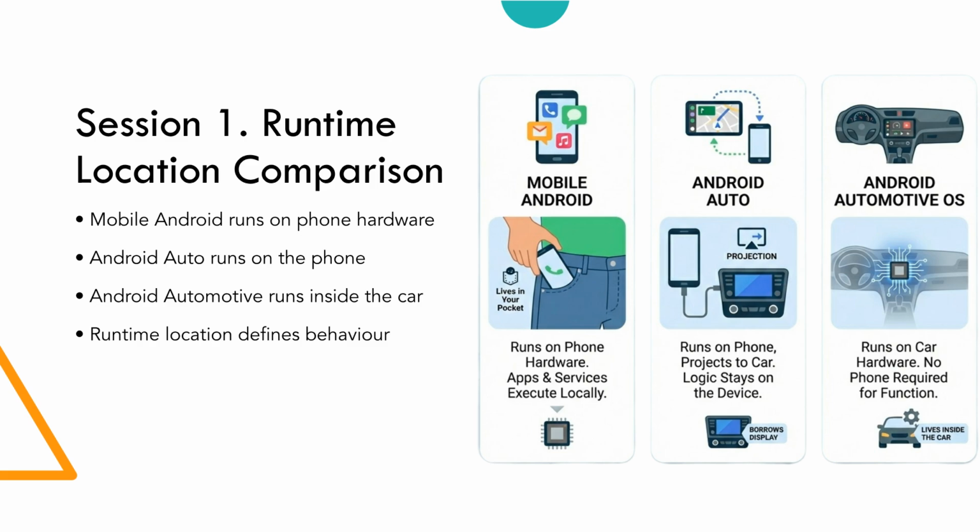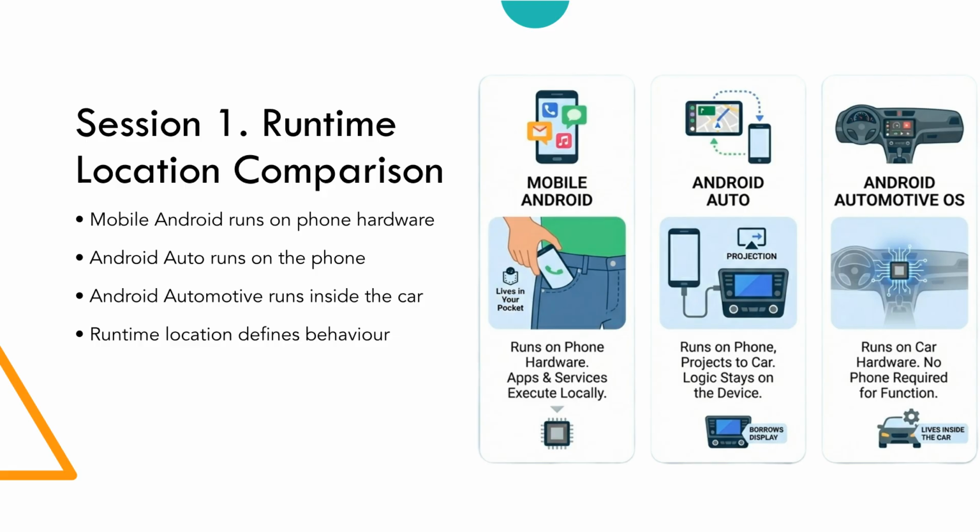Mobile Android runs fully on the user's smartphone. All apps, services, and system components execute on the phone hardware. Android Auto also runs on the phone. This is a very important point. The car screen is only a projection target. The logic, apps, and processing stay on the phone.